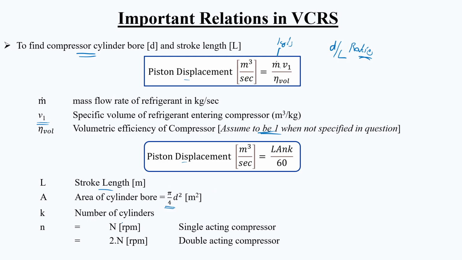Then K is the number of cylinders. If nothing is given, we can assume that to be 1. Then small n is simply the speed of the compressor crank in RPM in case of a single acting compressor. If the compressor is double acting, we need to multiply the speed by 2. We'll equate these two equations, that is equation 1 and equation 2, and this D by L ratio will be substituted for getting our diameter and stroke of the cylinder.